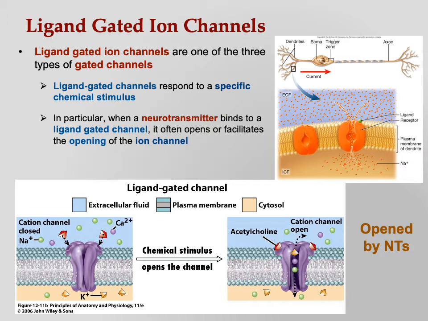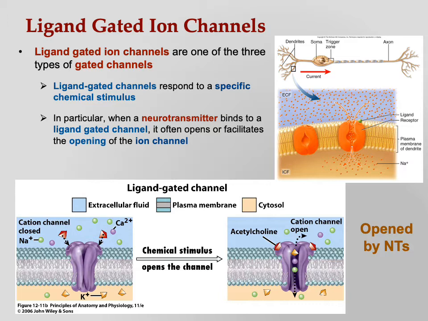So look in the bottom left. Here you see we're at the neuromuscular junction again. Here's acetylcholine coming down. Notice the channel right now is closed. Once again, it's a potassium channel and a sodium channel and a calcium channel. It's in general what we call just a cation channel.